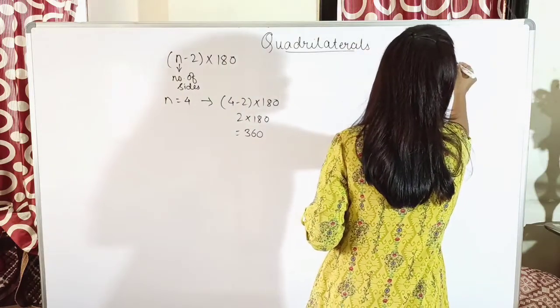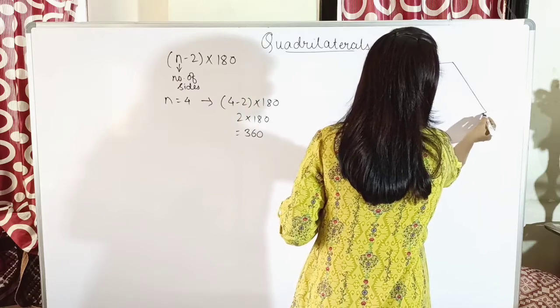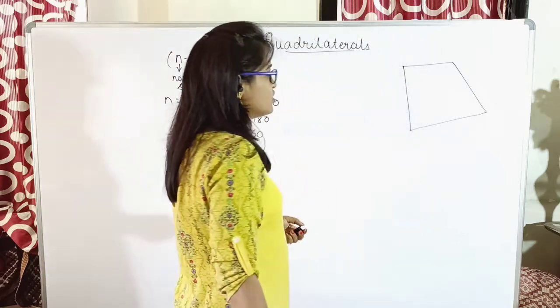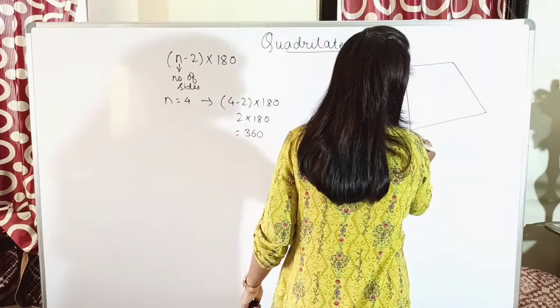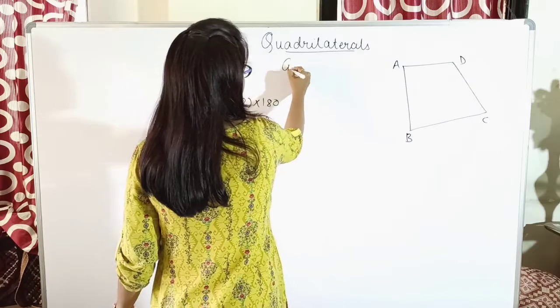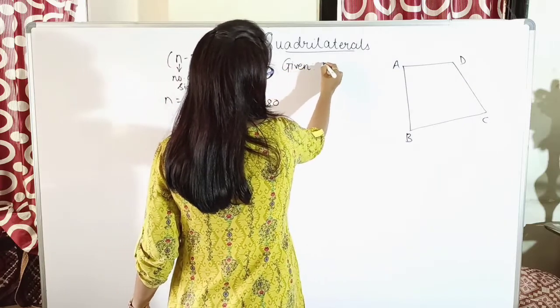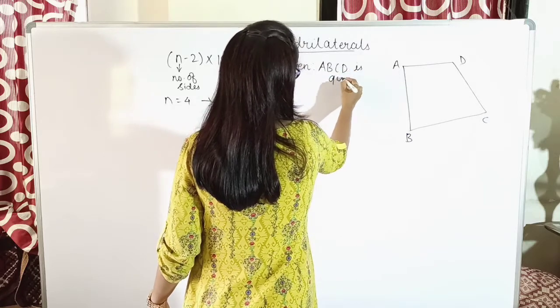So for that, let us draw a quadrilateral. You can draw a quadrilateral of any shape, not necessary that it should be of a particular shape. Okay, so this is my quadrilateral named A, B, C, and D. Okay, so what is my given information? It says ABCD is a quadrilateral. And what do I have to prove?